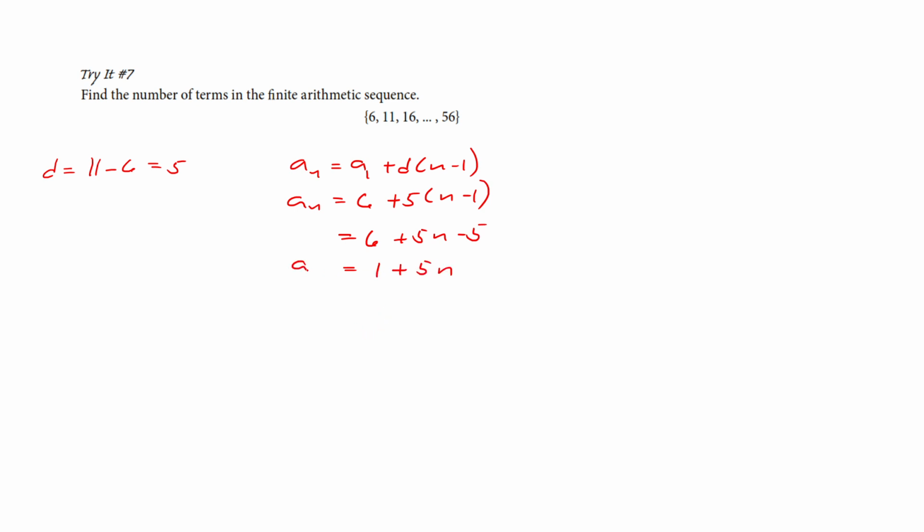Okay, now that's my explicit formula, but that's not what they want to know. They want to know the number of terms in this sequence. And so what we're going to do is take that last term, the 56, and we're going to find out what number it is in the sequence. So I solve this, I'm going to get 55 equals 5n, n is going to be 11. So this sequence stops when it gets to 56. That's it, it's over. And we want to know what number that is in the sequence. It is the 11th number.